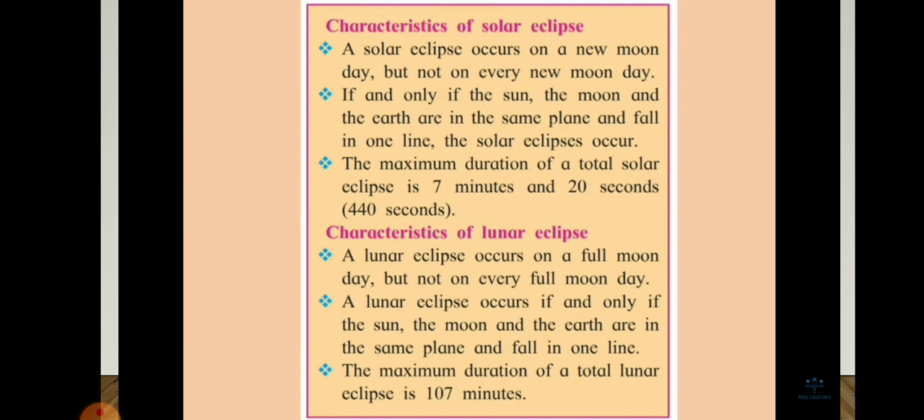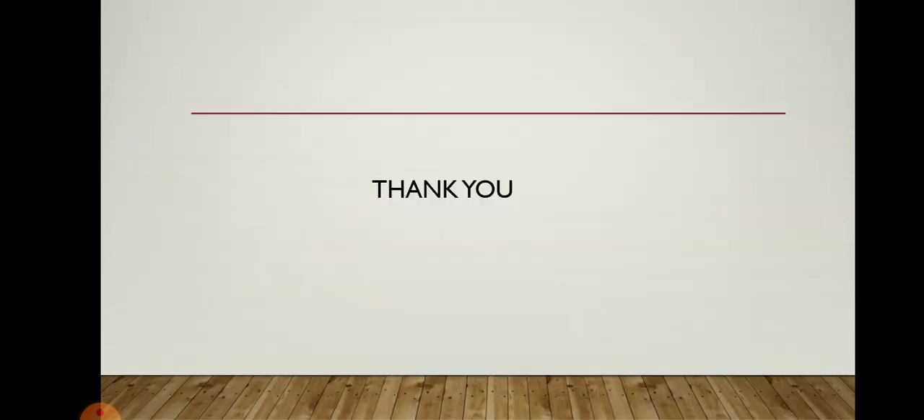Characteristics of lunar eclipse. A lunar eclipse occurs on a full moon day but not on every full moon day. A lunar eclipse occurs if and only if the sun, the moon, and the earth are in the same plane and fall in one line. The maximum duration of a total lunar eclipse is 107 minutes.